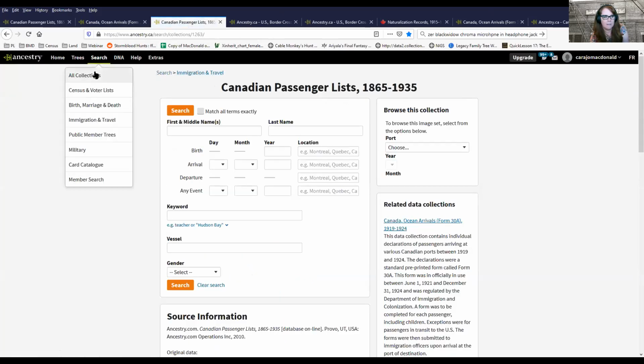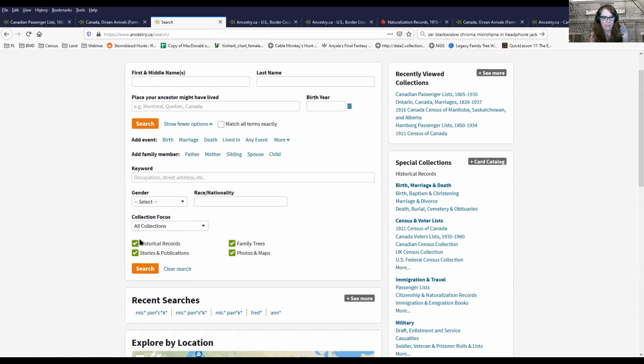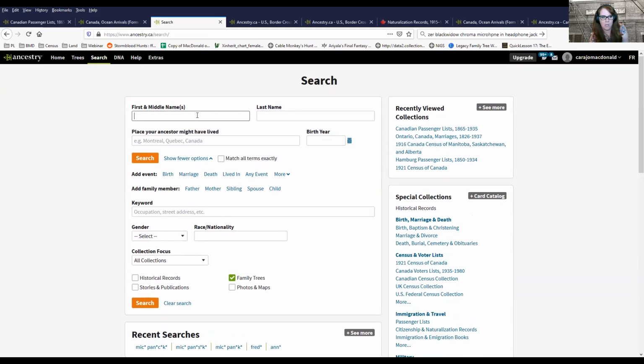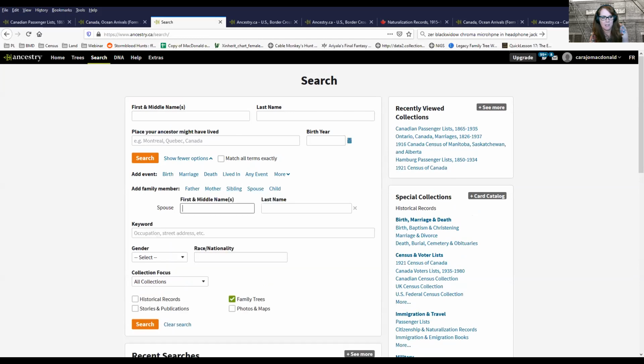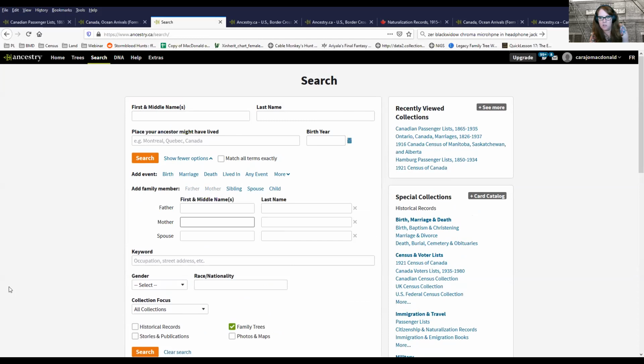And so to search the family trees, just go right to the search. Down here, we see all these little green guys. Uncheck, and just leave the family trees open. Put in your information for your person. And I usually like to add the spouse. And if I know the parents' names, I will include that as well to limit my results. And so that can be a quick and easy way to gather more information.